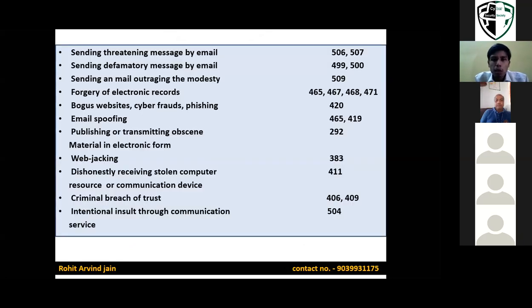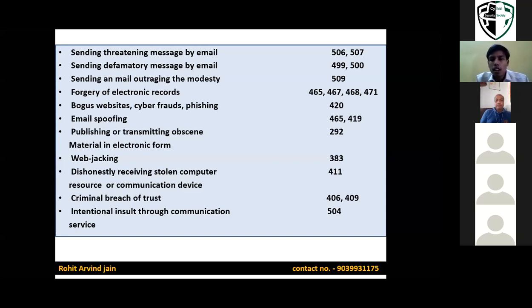The different types of crimes in the IPC: sending threatening messages by email is covered under sections 506 and 507 of the IPC. Sending defamatory messages by email or any other social media account is covered under 499 and 500 of the IPC. Sending an email outraging the modesty of a woman or a girl is section 509 of the IPC. Forgery of electronic records is 465, 467, 468. This is a very serious crime in our IPC, and the punishment goes up to life imprisonment. Then bogus websites, cyber frauds, phishing attacks.